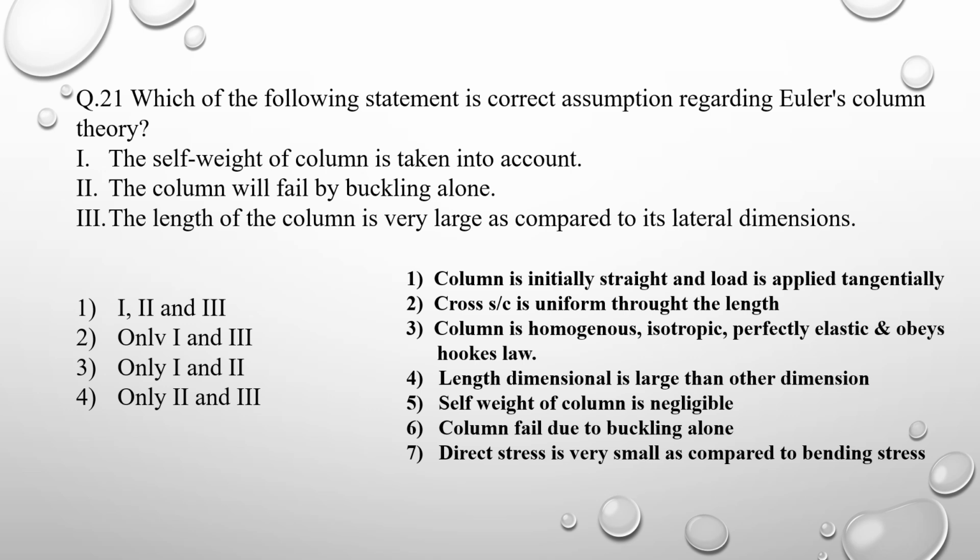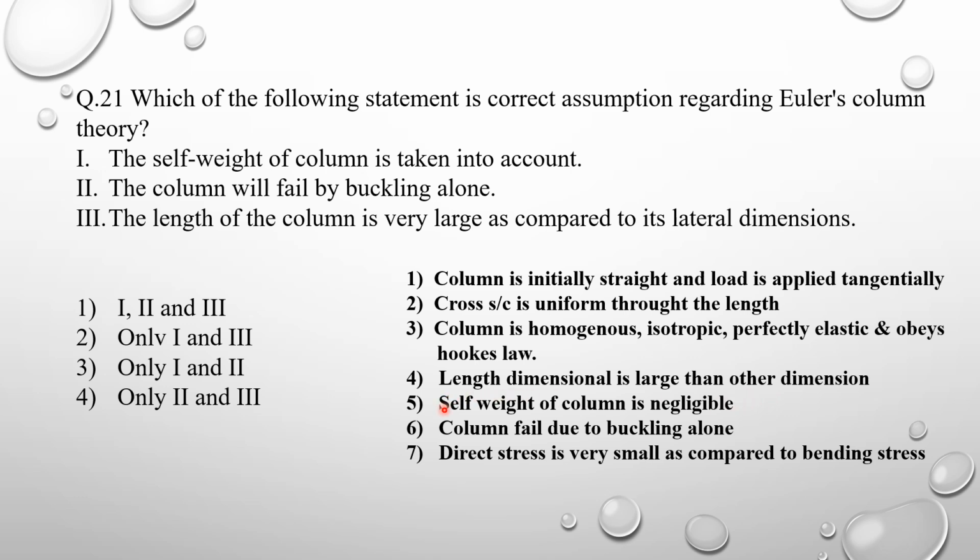First, the column is initially straight and load is applied tangentially. Second, the cross section is uniform throughout the length. Then the column is homogeneous, isotropic, perfectly elastic and obeys Hooke's law. Obeying Hooke's law means stress is directly proportional to strain. Then the length dimension is larger than the other dimensions. So in option number 3, the same point is given: the length of the column is very large as compared to lateral dimension.